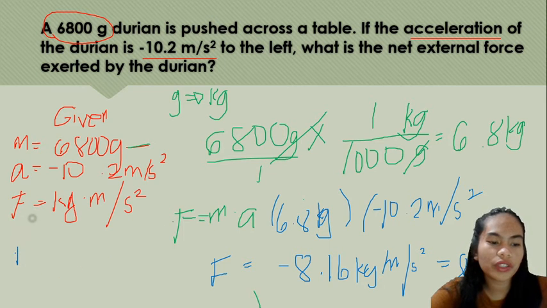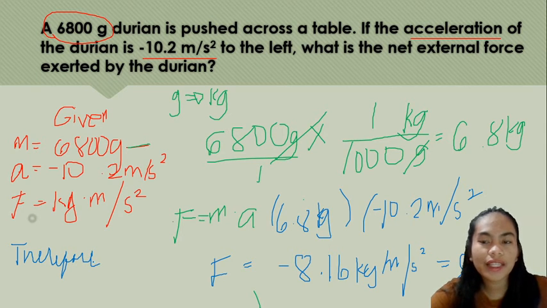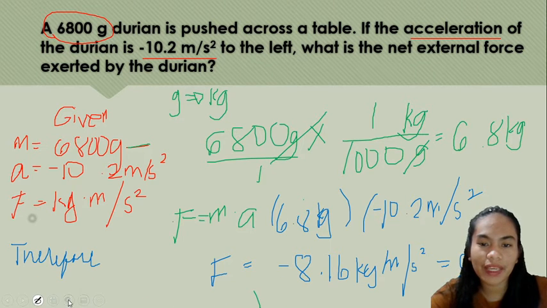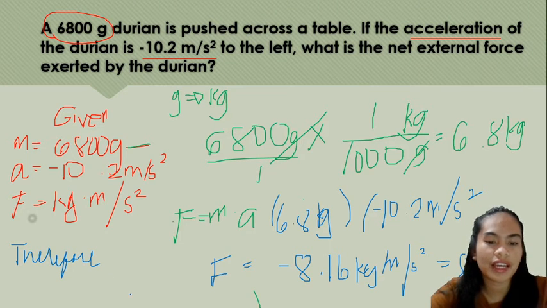So, in conclusion, you write the word therefore. Okay, therefore, the mass or the net external force exerted by the durian is 8.16 newtons. Okay? Is that clear to you? That comes also with the conversion of units. So, is it okay now? Do you need further questions? Clarifications? So, I suppose there's none.